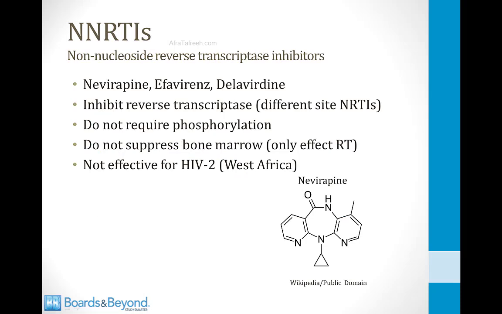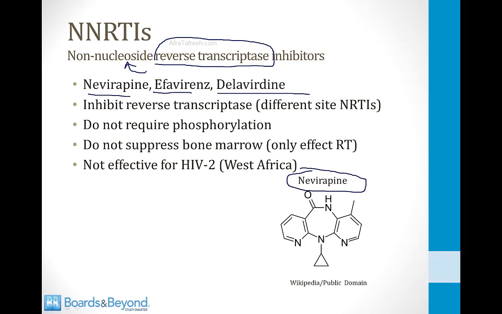The next group of HIV meds are the non-nucleoside reverse transcriptase inhibitors, and these drugs also inhibit the enzyme reverse transcriptase, but they do not mimic the structure of nucleosides. Drugs in this class include nevirapine, efavirenz, and delavirdine, and this is the structure of nevirapine on the screen here, and you can see that it looks nothing like a nucleotide. These drugs inhibit reverse transcriptase by binding to a different site from the NRTIs. These drugs work more like traditional enzyme inhibitors.